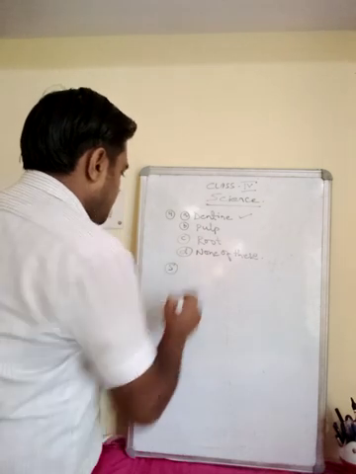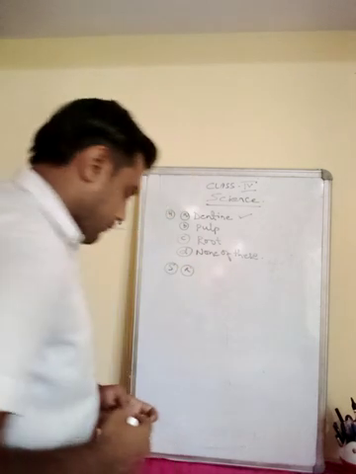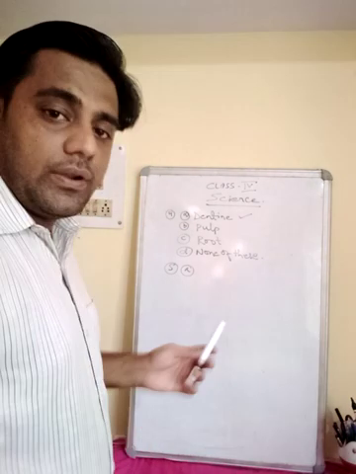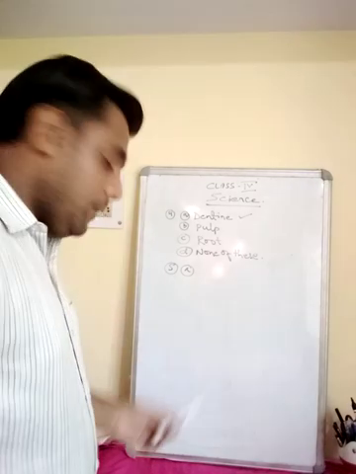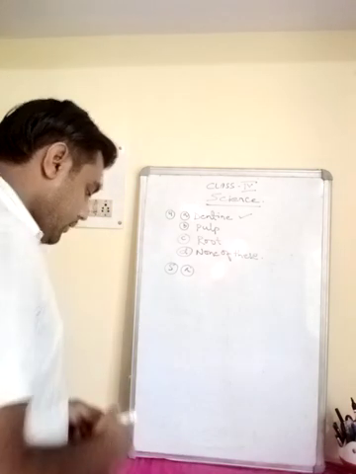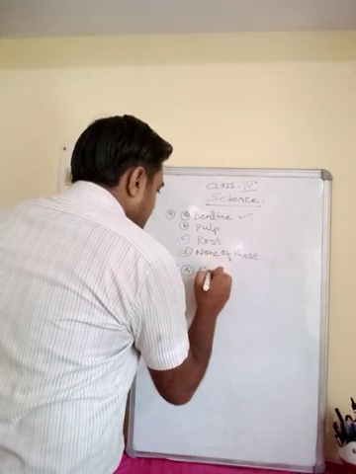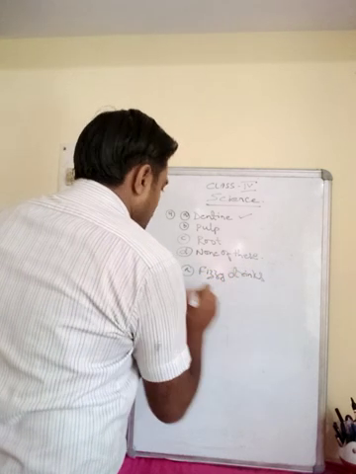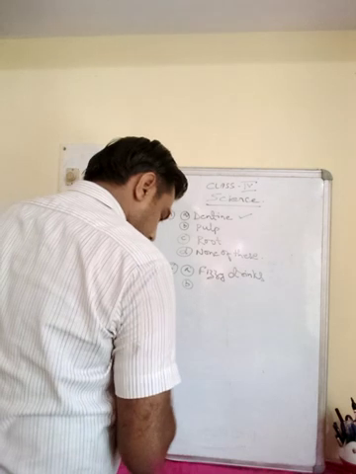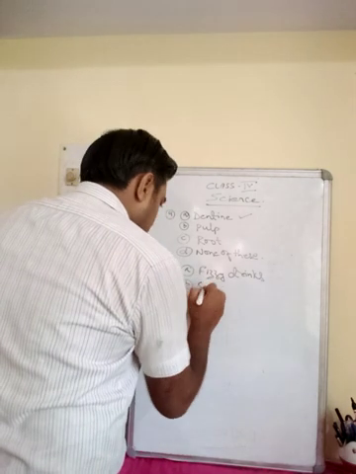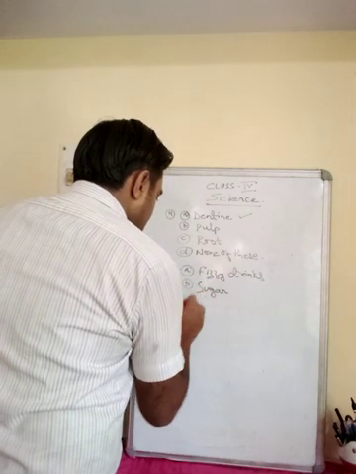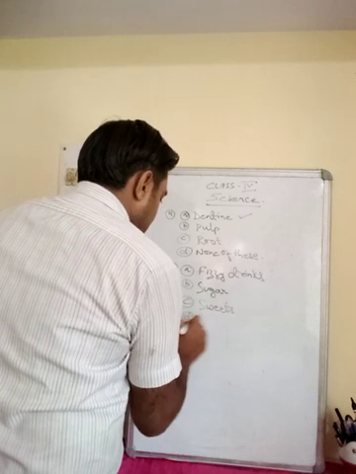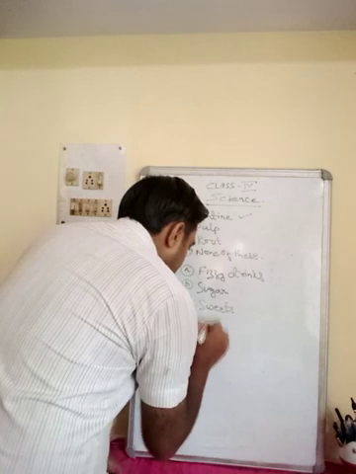Now the last one from choose the correct option, number 5. To keep our teeth healthy, listen nicely, we must avoid, what do we need to avoid? Number A, fizzy drinks. Number B, sugar. Number C, sweets. And number D, all of these.